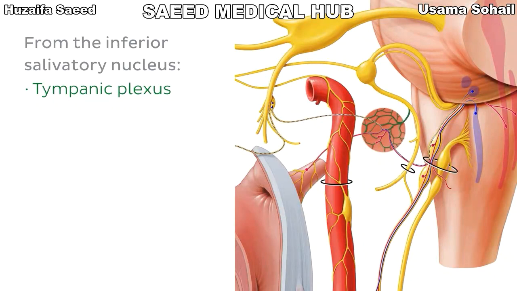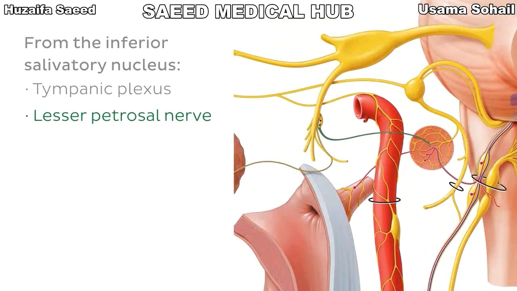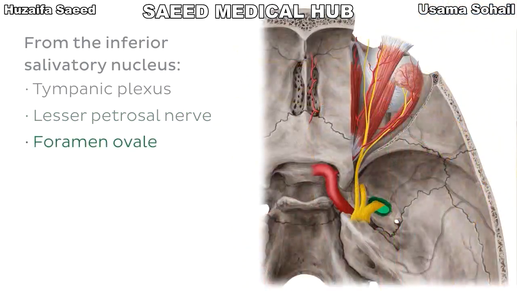Parasympathetic axons from the plexus are given off as the lesser petrosal nerve, which passes from the middle ear and eventually passes down through the foramen ovale, which you see here highlighted in green on this image of the superior view of the skull. And note that the lesser petrosal nerve passes through this foramen with the mandibular division of the trigeminal nerve, which is this nerve right here.